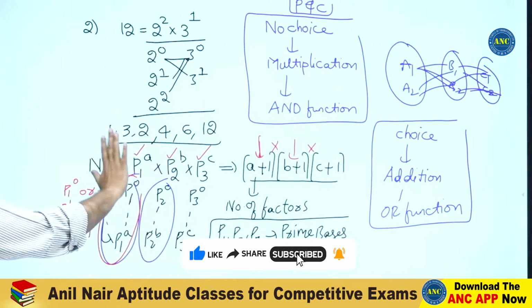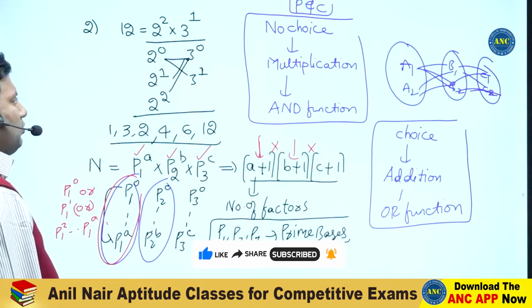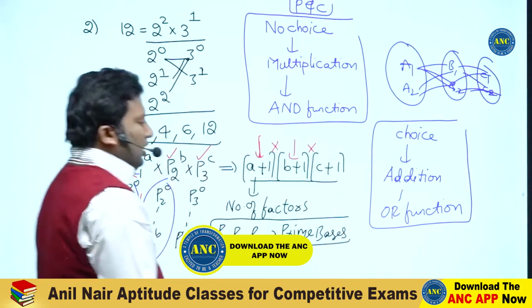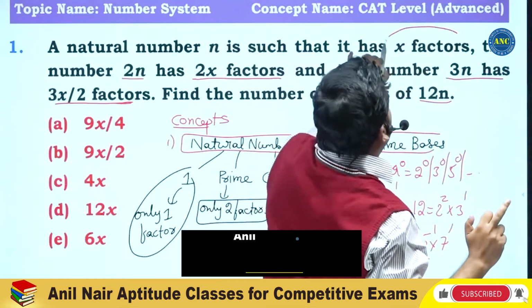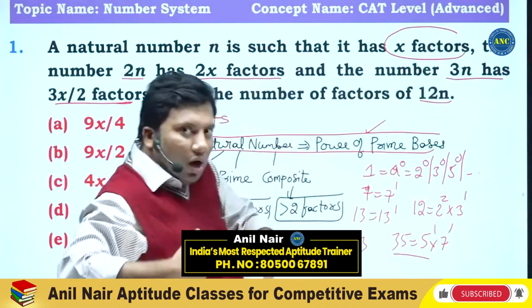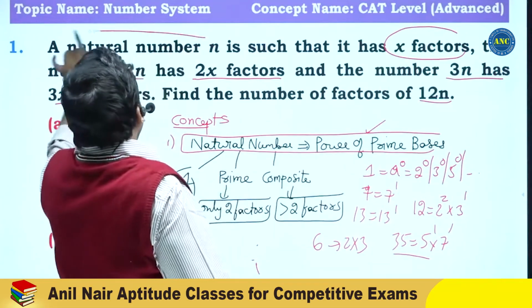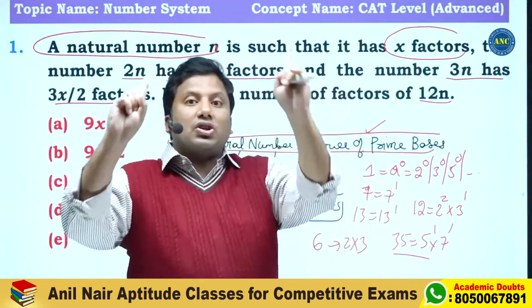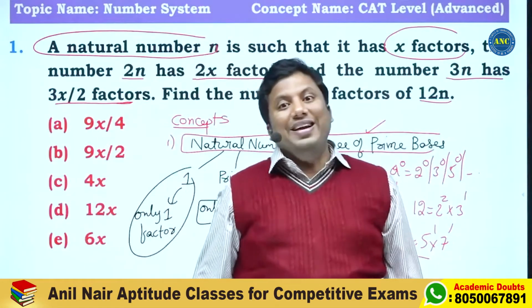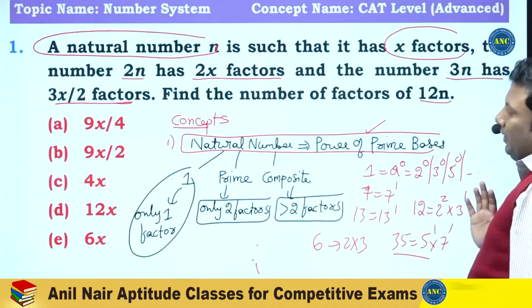0 to A plus 1, 0 to B, B plus 1, 0 to C, C plus 1. Sir, why did we do this? Because the question is referring to factors. We should know how to determine the factors. Why did we do this? Because it is a natural number. I will connect the natural number, by writing it as powers of prime bases, with the number of factors. I hope it is clear.